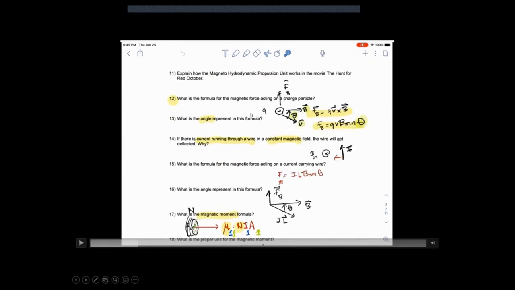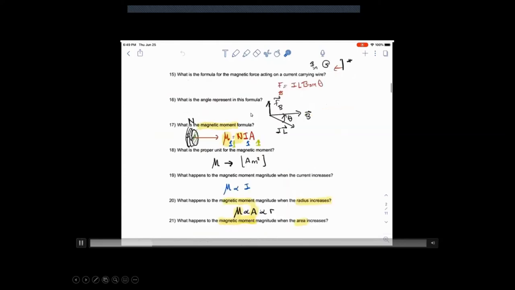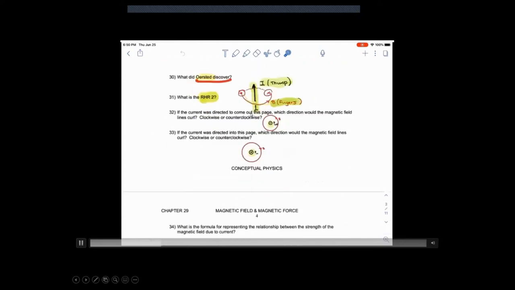So the formula representing the magnetic force acting on a single charge is this one. The angle represents the angle between the velocity vector and the magnetic field. All right, so question number 14. If there's a current running through a wire in a constant magnetic field, the wire will get deflected. The reason the wire is going to get deflected is because the current inside the wire is going to experience a force, the magnetic force, if the wire is at an angle relative to an external magnetic field.